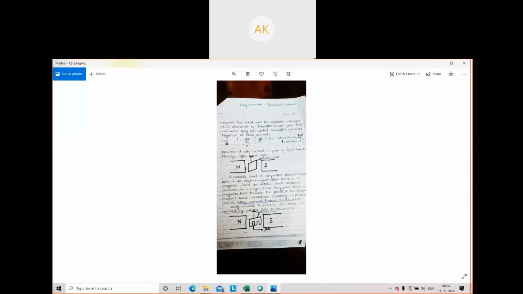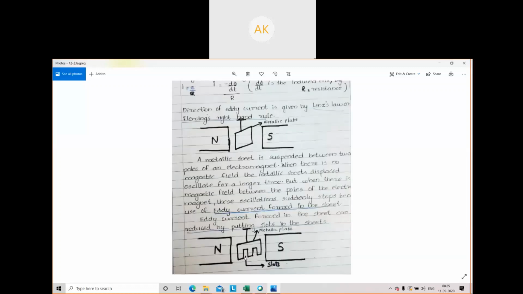So next. By putting slots, what happened? Oscillation continued for some more time. Why? Eddy current produced is less. In this case, with no slots, eddy current is more, so it suddenly stops. Eddy current opposes the relative motion.